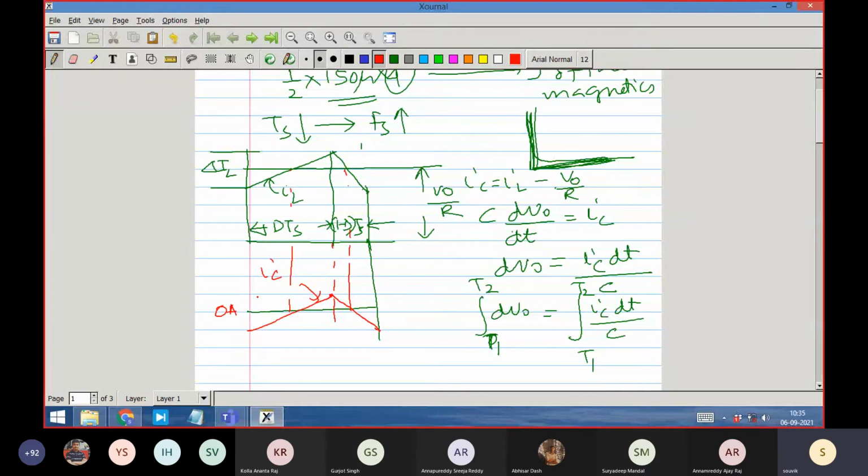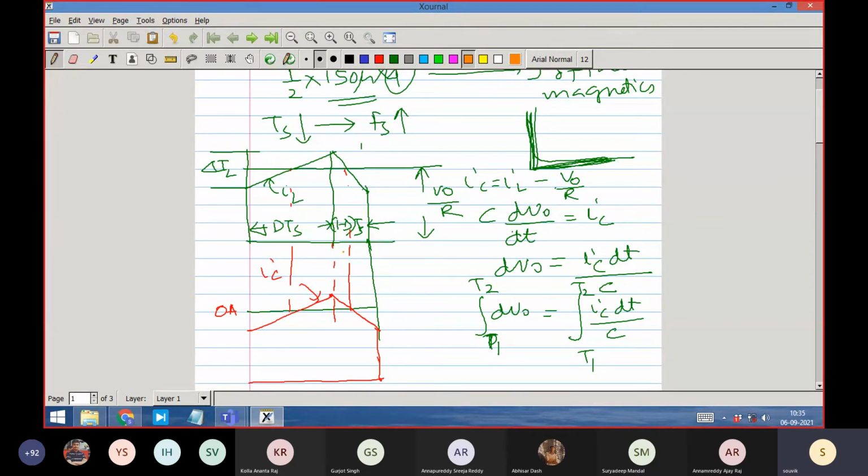So you must understand that even if I don't want to be too fussy about the shape of the voltage ripple, I am only interested to know how much is the magnitude of the voltage ripple. I am not interested in knowing the exact shape of the voltage waveform. I want to know the peak value. That's all my interest is. So qualitatively, I can draw the capacitor voltage ripple.